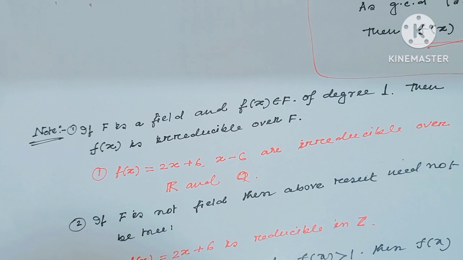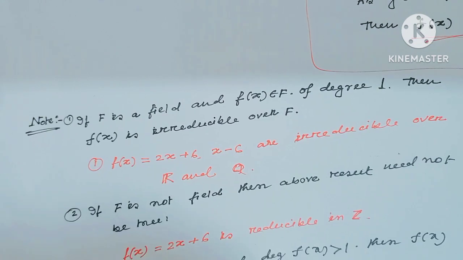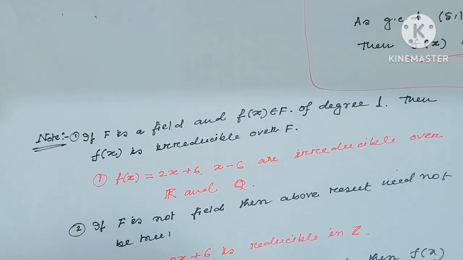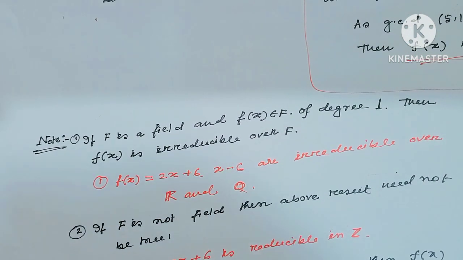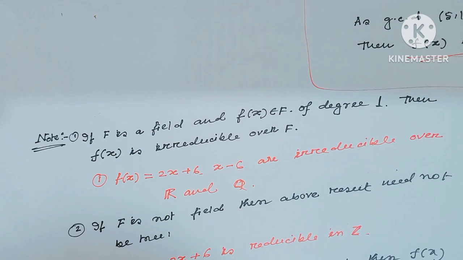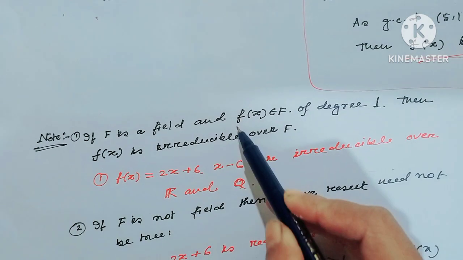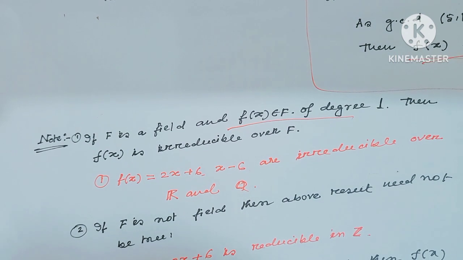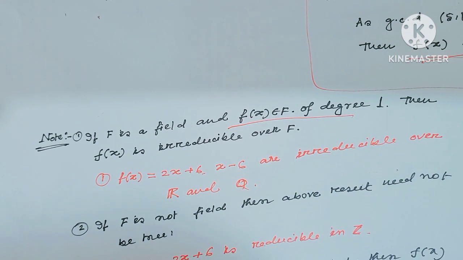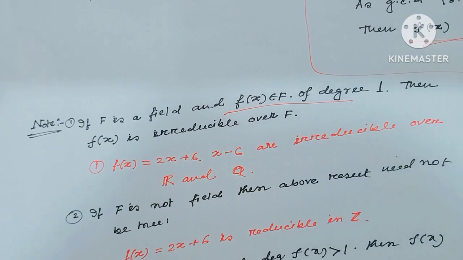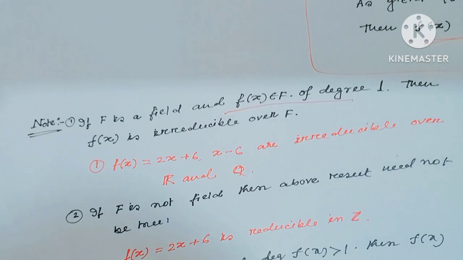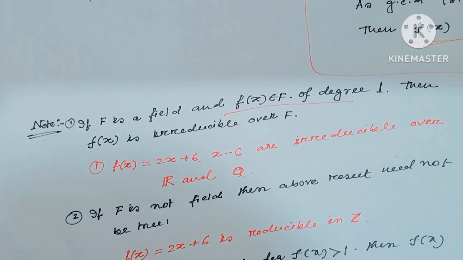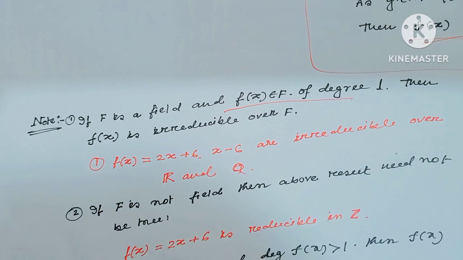First, if F is a field and f(x) belongs to F[x] of degree 1, then f(x) is irreducible over this field F. That means if the polynomial is of degree 1, then it is irreducible over the field F. As for example, f(x) equal to 2x plus 6, x minus 6, all are irreducible over R and Q.